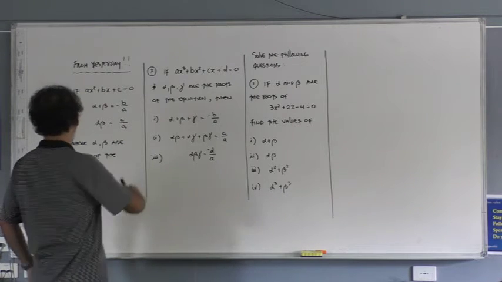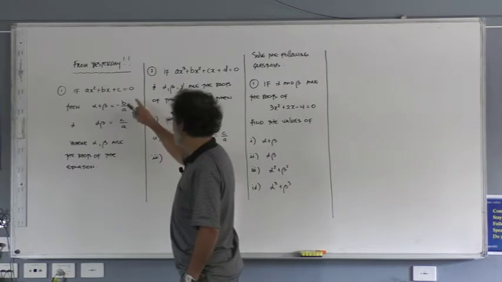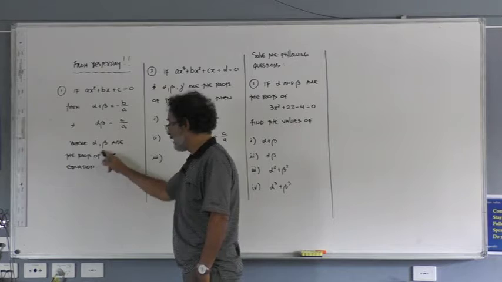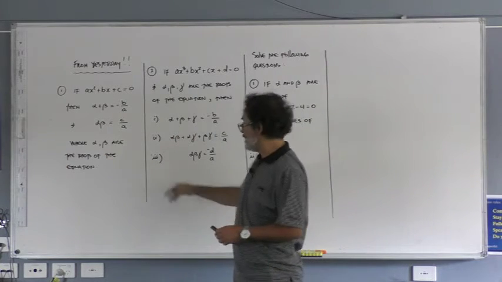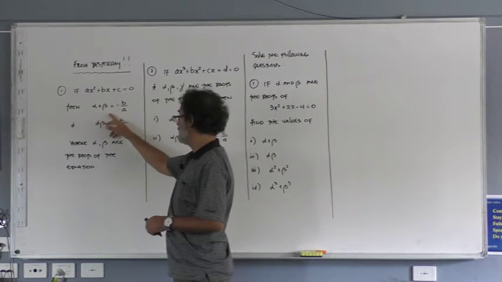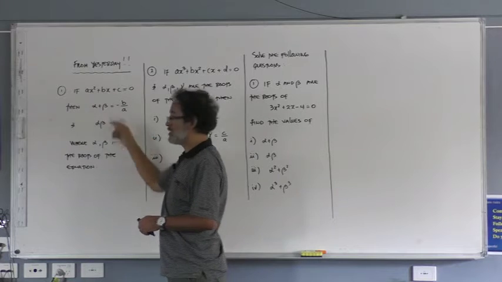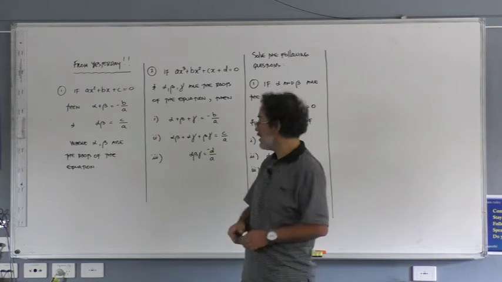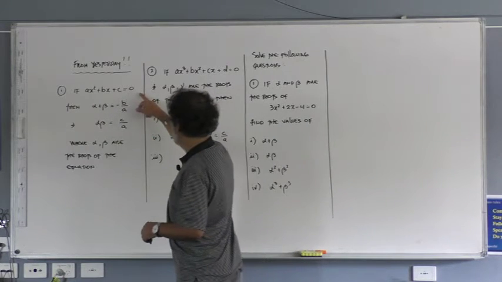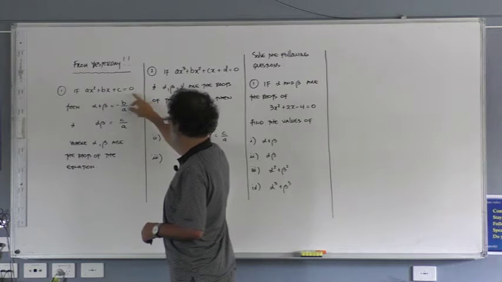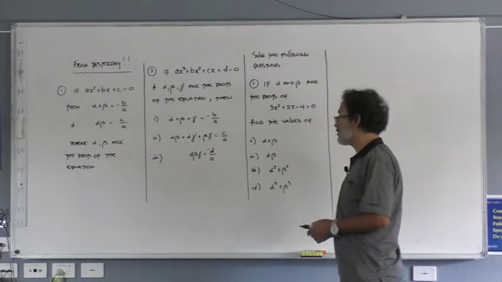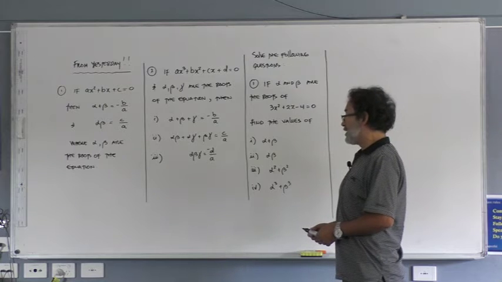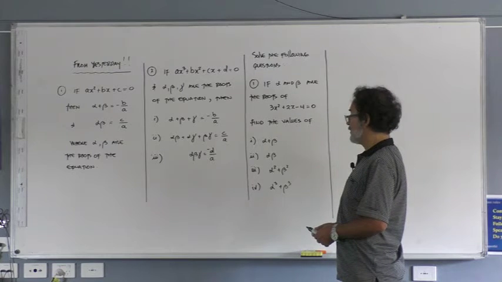Okay, from yesterday we learned that if you have an equation like this, and alpha and beta are the solutions or the roots of the equation, then we have this relationship between the roots and the coefficients A, B, and C. We proved that when you have a quadratic like this, then alpha plus beta is equal to minus B on A, and alpha beta is equal to C on A.